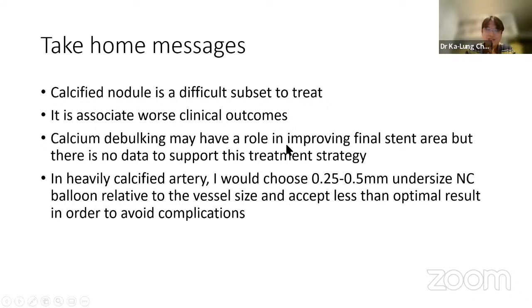Calcium debulking may have a role to improve the final stent area, but there's no data to support this strategy, and ablation with a big burr carries some risk. In a heavily calcified vessel, I would choose a downsized NC balloon relative to the vessel size, because we have to respect that this vessel is not going to expand the same as if the vessel were not calcified. So the expansion limit is something we have to respect, and we undersize the NC balloon to avoid complications. Thank you, this ends my presentation.